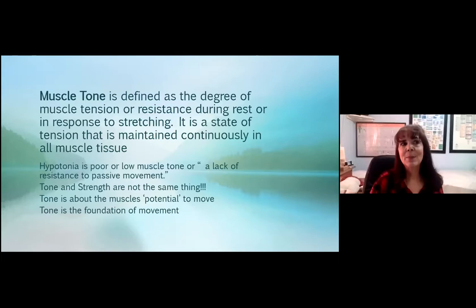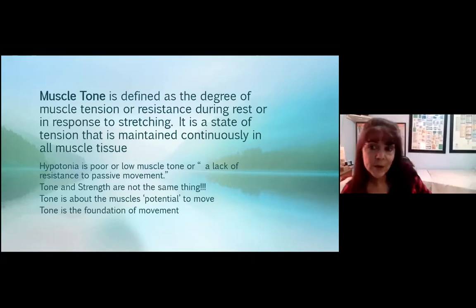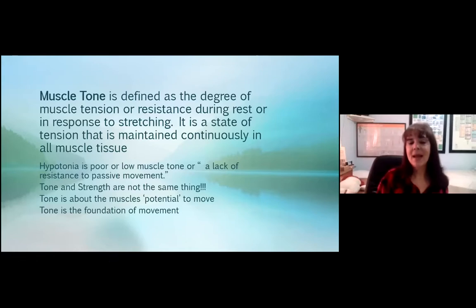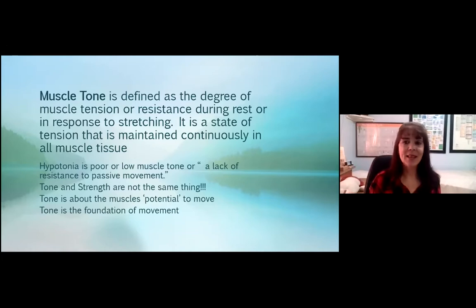And I put some handouts in the materials that explain this, I think, in a really great way. So I'm going to let y'all read through those if you want more information about it. But I want to explain just a couple of things. Tone and strength are not the same thing. That is often a misunderstanding. Like they just think, oh, if I strengthen and strengthen and strengthen, I'll get stronger.